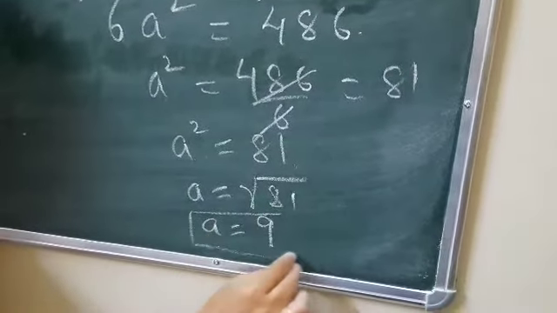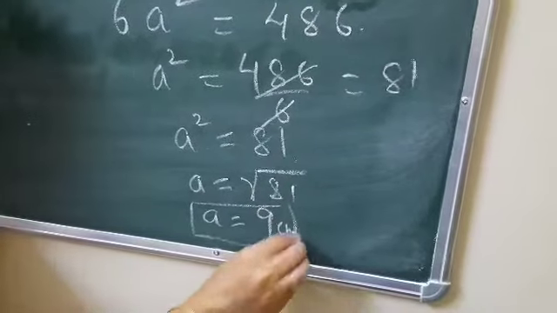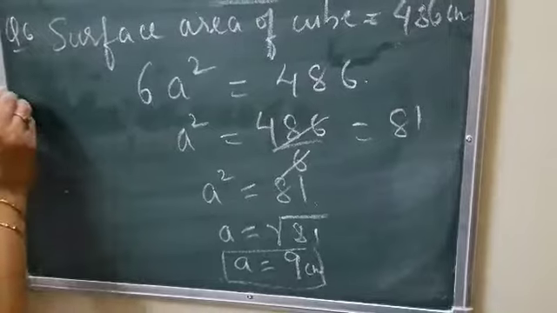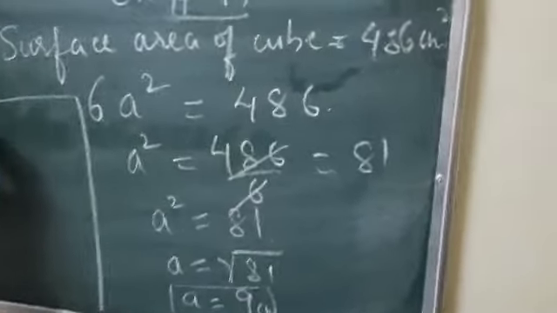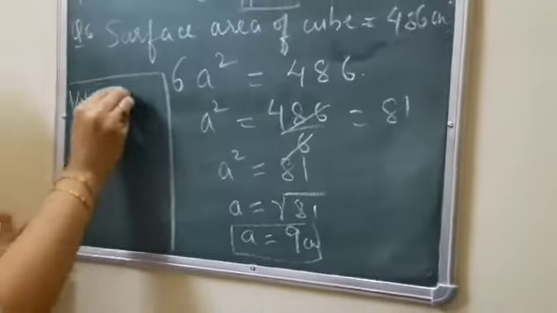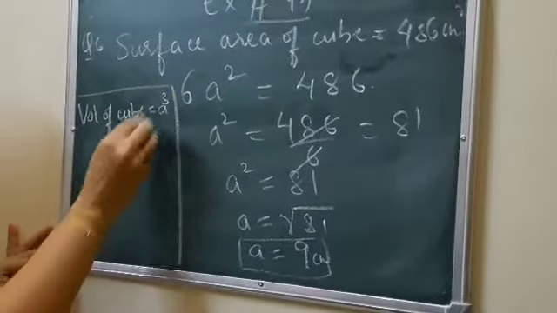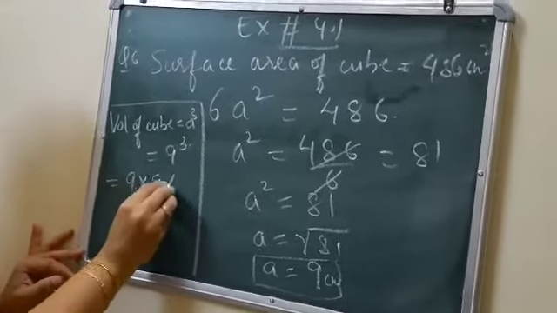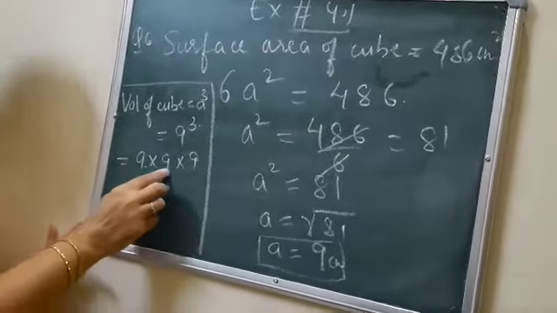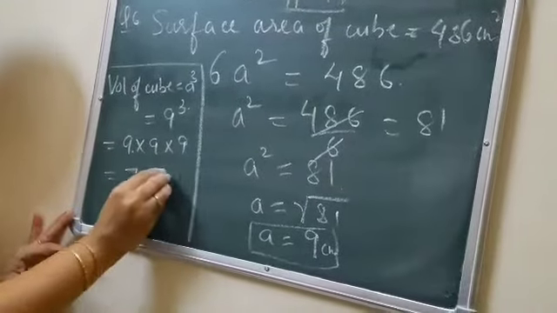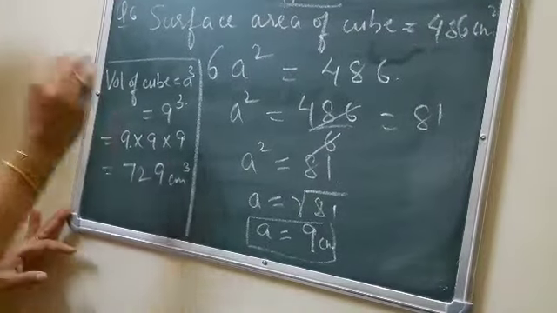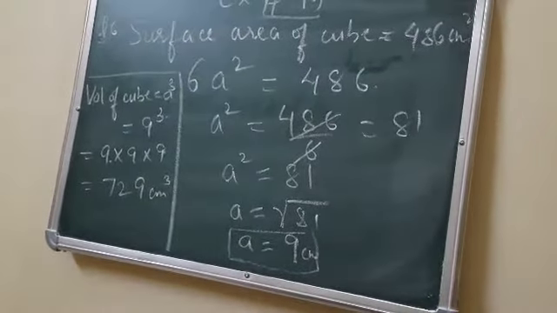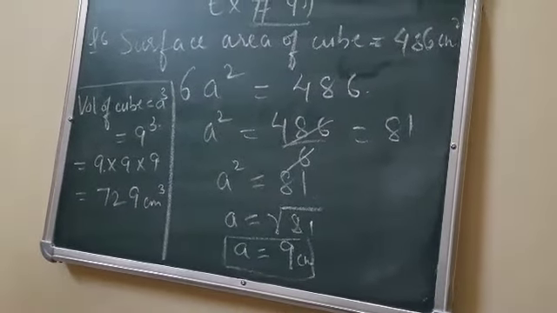I told you to learn the squares. So a is 9 centimeter. Now we have got the value of a as 9. Now we have to find the volume of the cube. I am writing here. Volume of cube formula is a cube. So it will be equal to 9 cube. Put the formula: 9 into 9 into 9. 9 nines are 81. 81 nines are 729. So volume of cube will be 729 centimeter cube. So this was your question number 6.